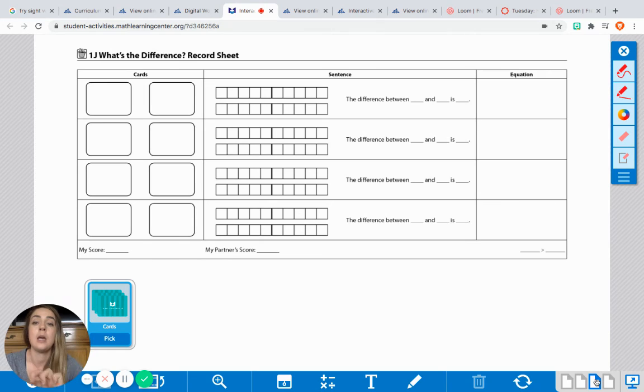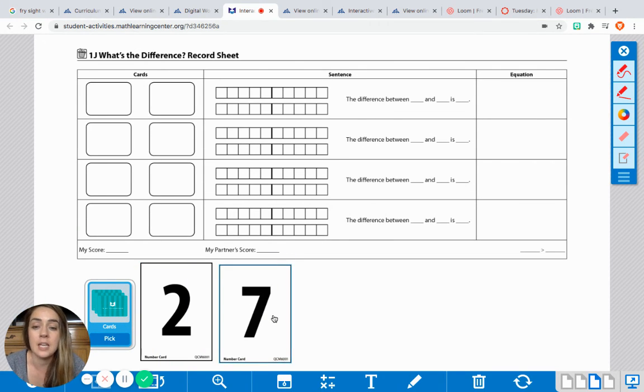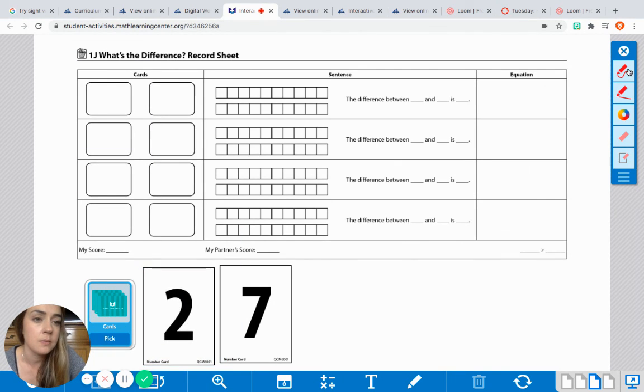So here we go. Here is my card or my recording sheet. I'm going to pick 2 cards. So I have a 2 and a 7. So the first thing I need to think, so I can put these up here, or I can write them up here. Let me write. I'm going to write my 2. I drew a 2 and I drew a 7.